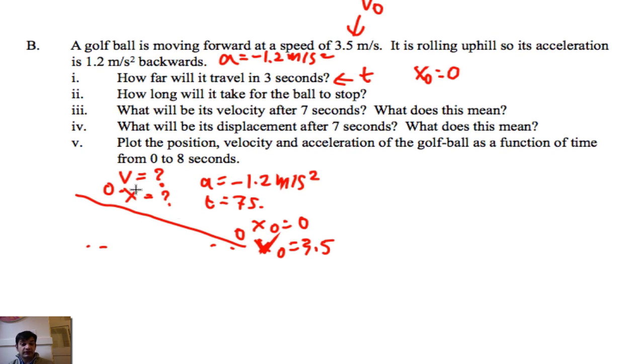So that's the situation. So you need to have a picture like this. So this is like part 1. So let me go ahead and just set up some equations. So I have x equals 1/2 at squared plus v0 t plus x0. Let's go ahead and plug in our numbers.